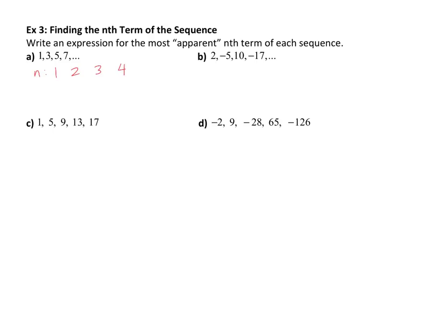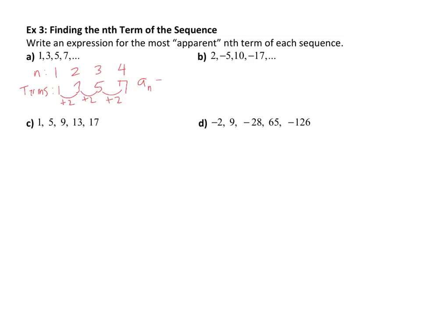So n just represents the number of the term. Now what are the terms exactly? Well, they gave me 1, and then 3, and then 5, and then 7. When you're looking at the terms, you want to see if there's a relationship. Here's the relationship: I'm adding 2 each time. So let's come up with a function that could describe this sequence.